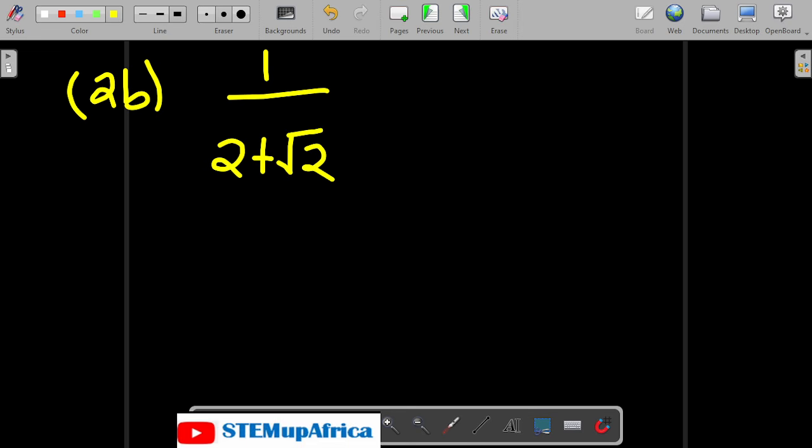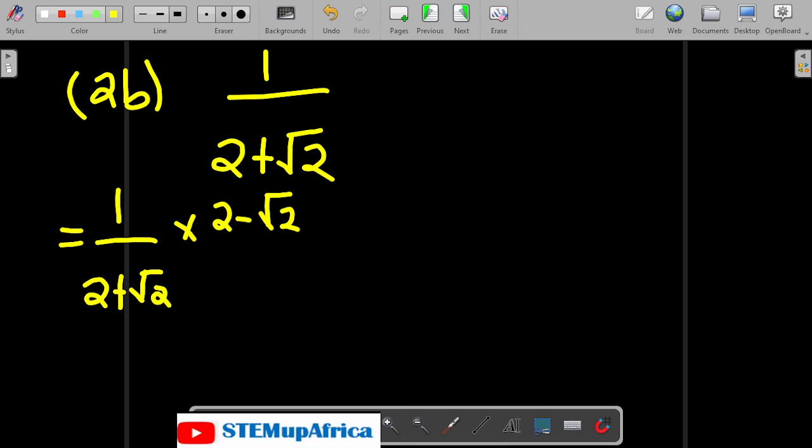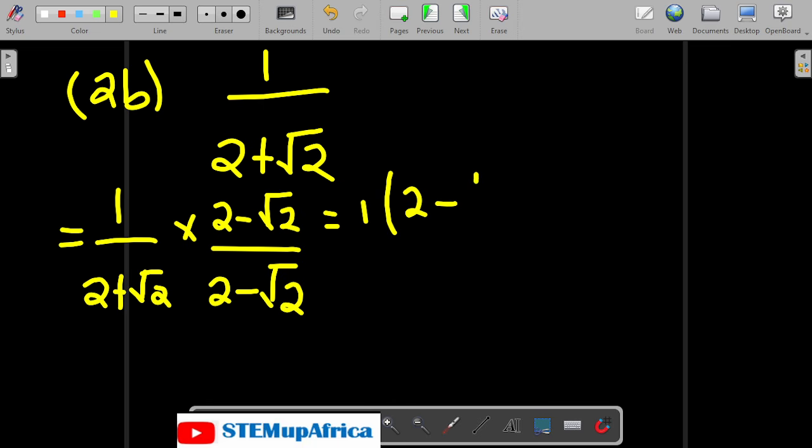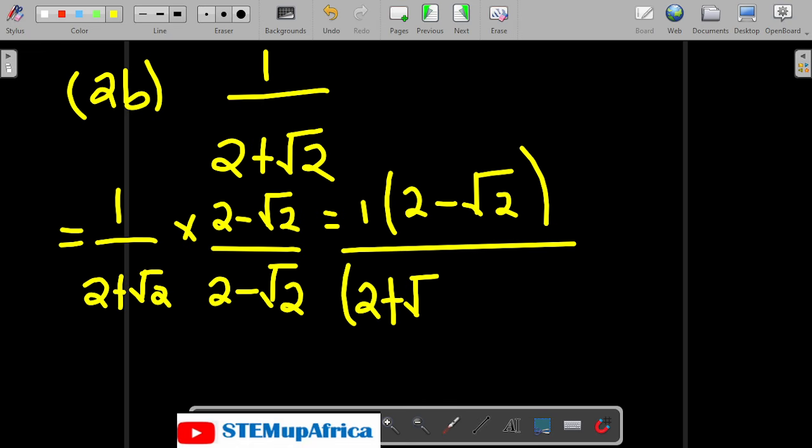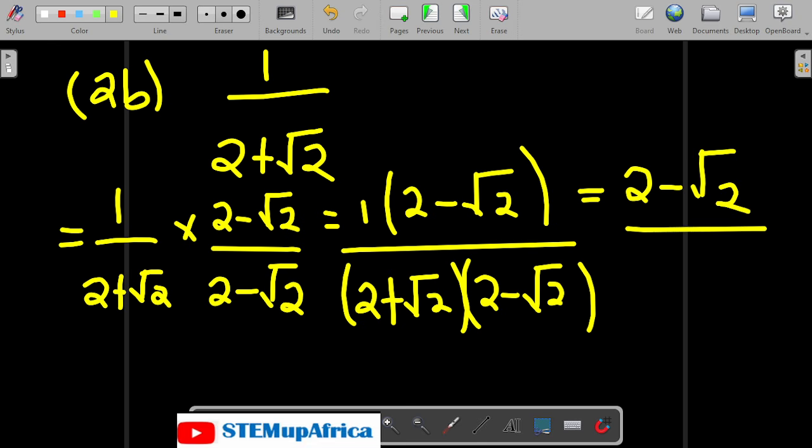So what I will do here is to rationalize, by looking for the conjugate. This will give me 1 over 2 plus root 2 times 2 minus root 2 over 2 minus root 2, which is 1 bracket 2 minus root 2 over 2 plus root 2 bracket 2 minus root 2. If I expand the numerator, I'm going to have 2 minus root 2. The denominator is simply the difference of two squares: 2 squared minus root 2 all squared.